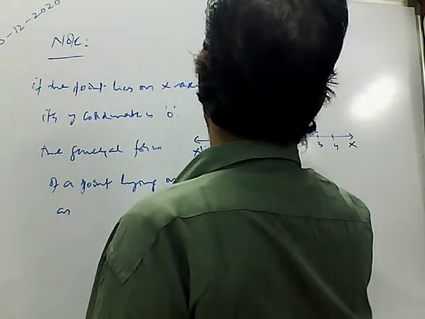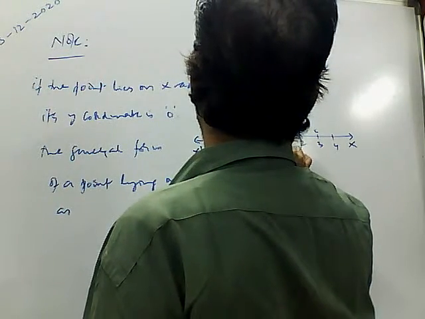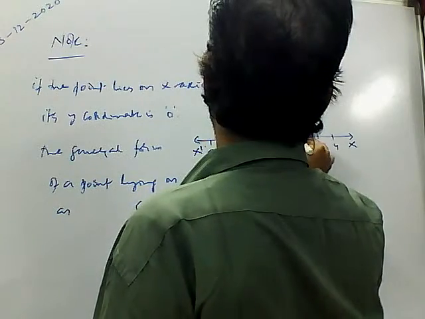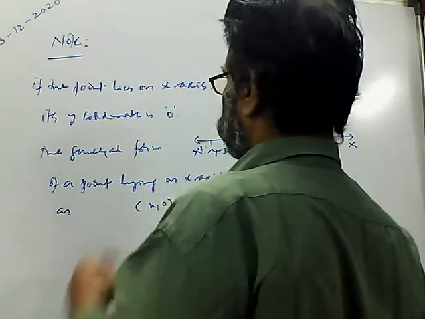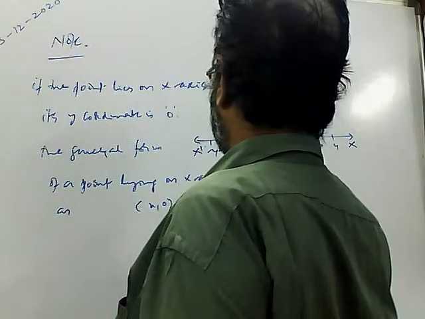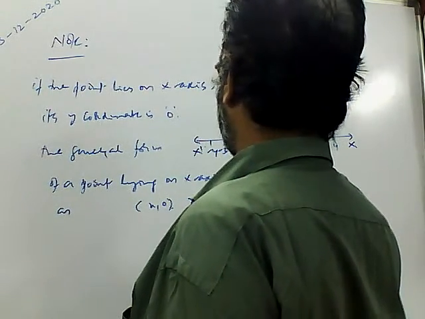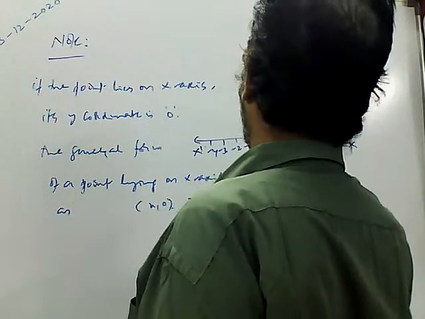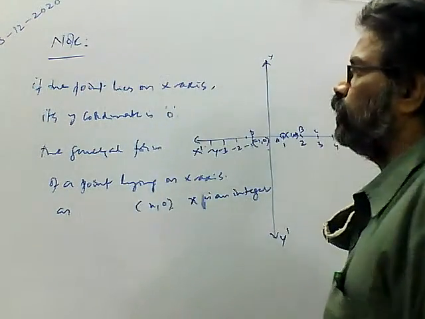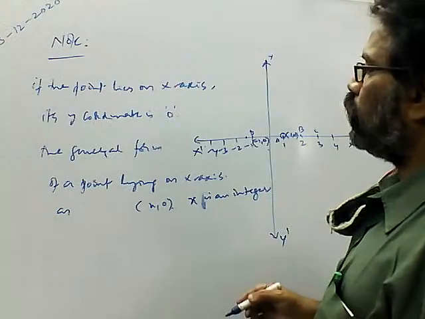So here it will be, suppose D, -1 comma 0. Here 1 comma 0, like that. X is an integer, positive or negative. Are you clear? Because on the x-axis, the y value is 0. So the standard form is x comma 0.